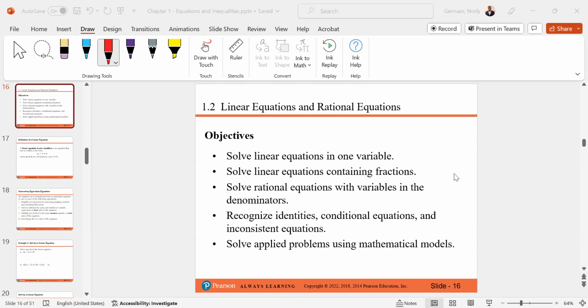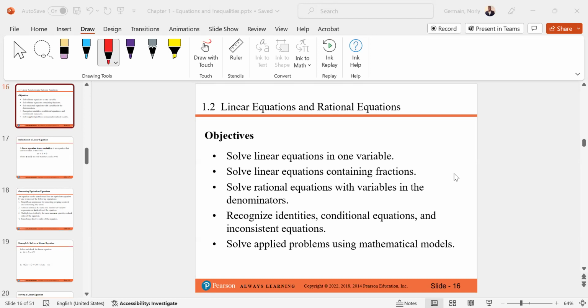In this video, we're going to take a look at linear equations and rational equations. In a formula, you can see if the variable is degree 1, degree 2, etc. But we're going to begin with the general definition of a linear equation in one variable.